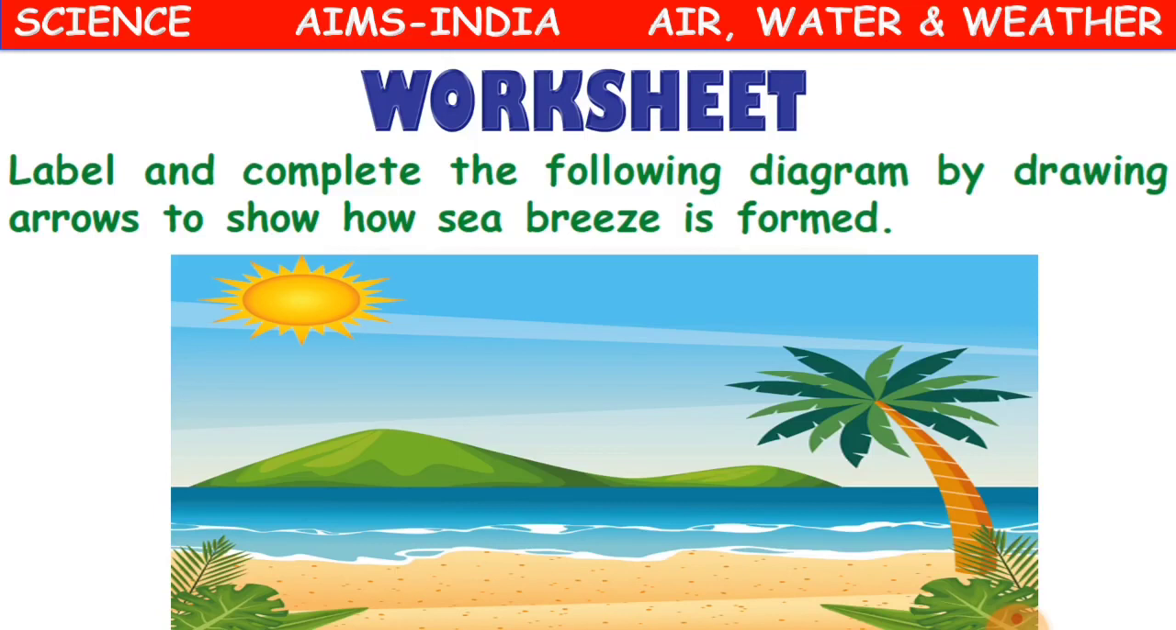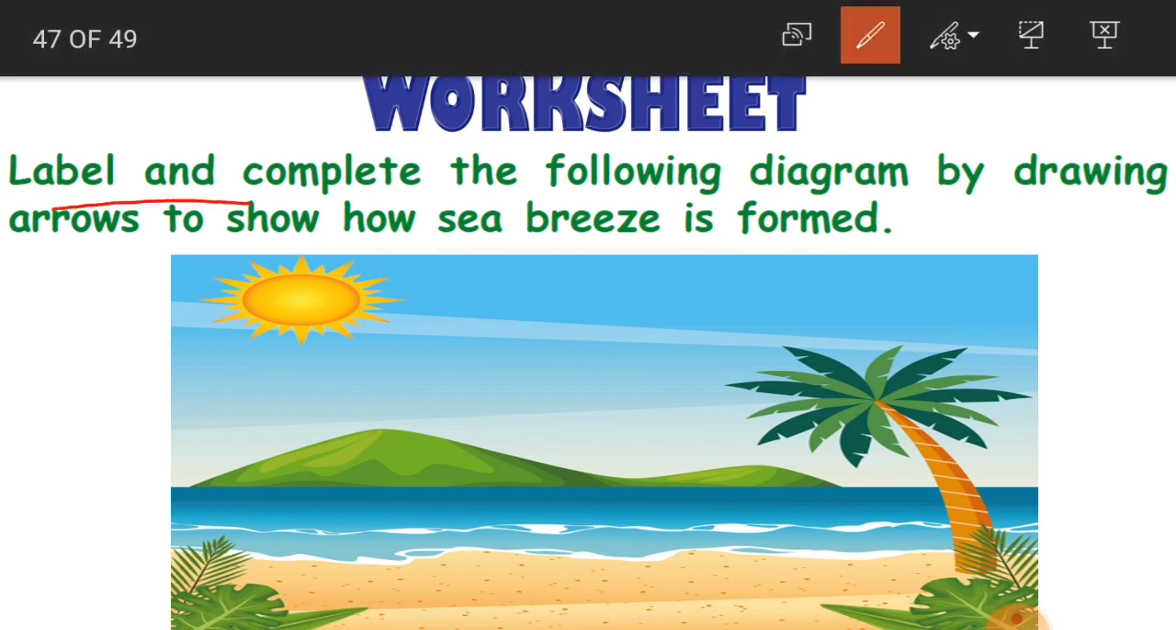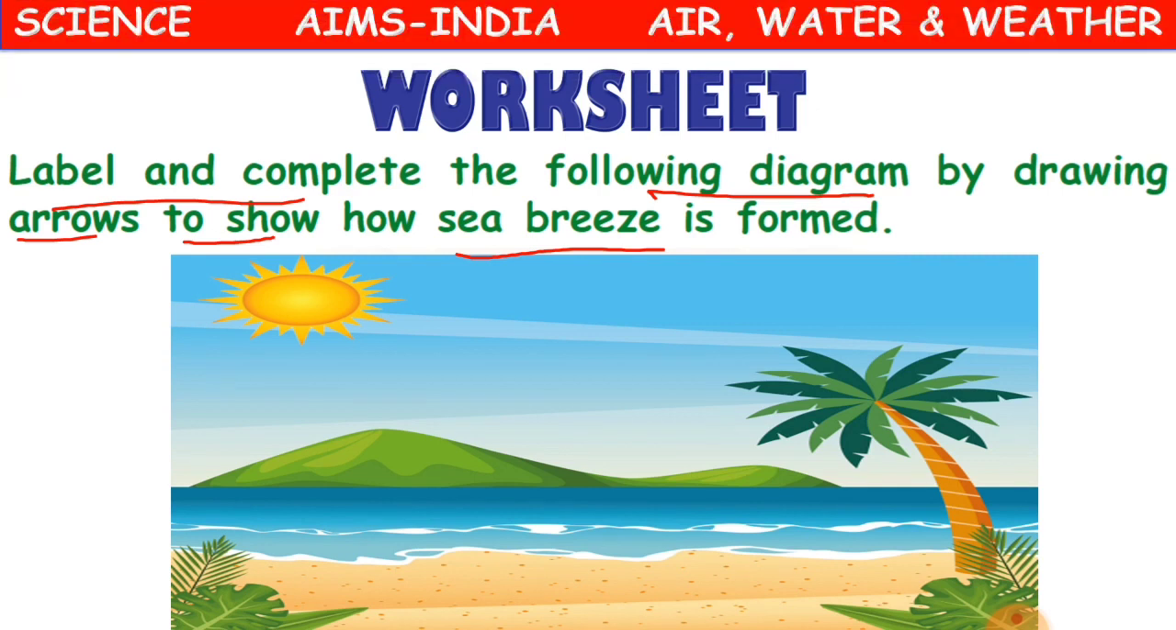Already we have learnt about sea breeze and land breeze, and you have also been given some diagrams in our lesson. So here your work is to label and complete the following diagram by drawing arrows to show how sea breeze is formed. You can copy the diagram in your notebook, draw this picture and then draw the arrows to show how the sea breeze is formed. So this is like your worksheet.